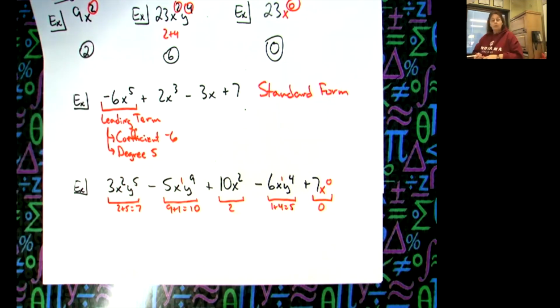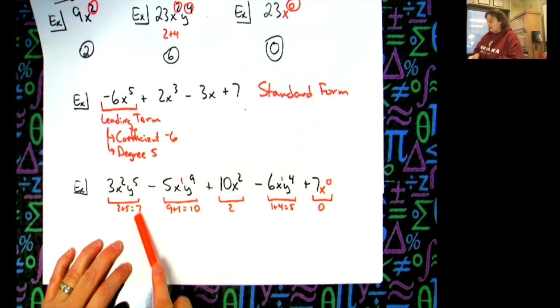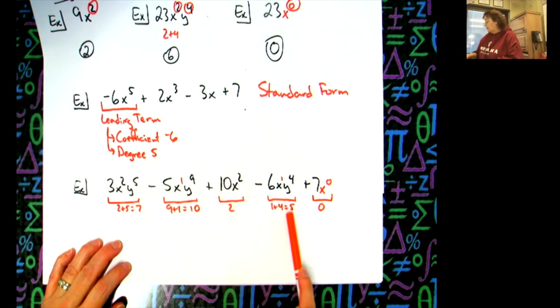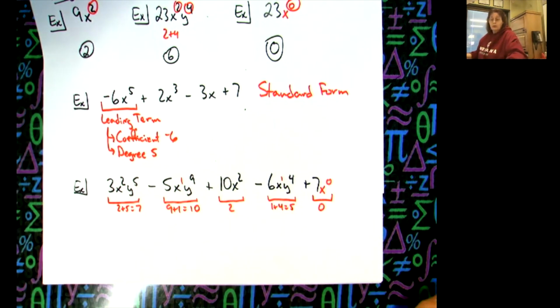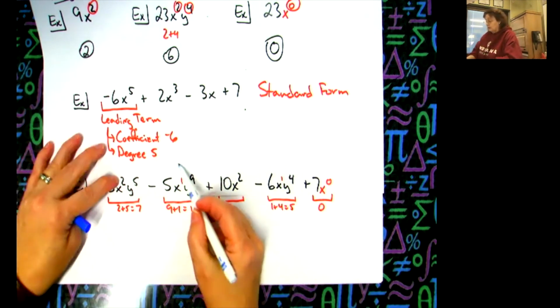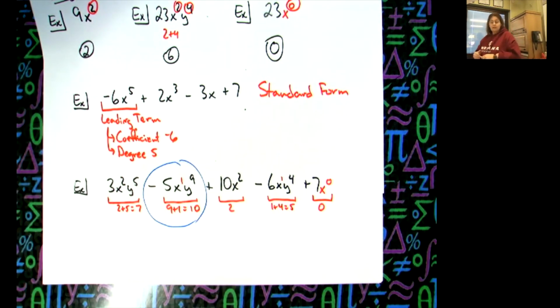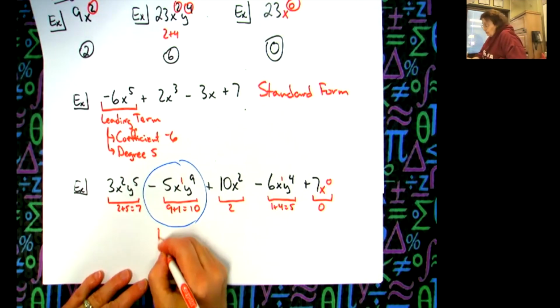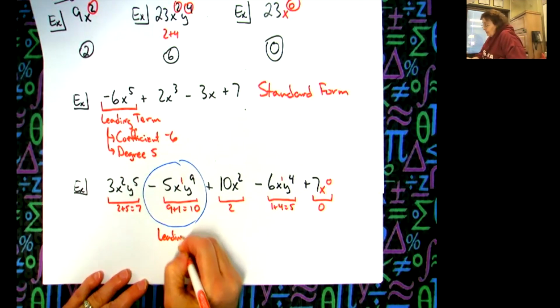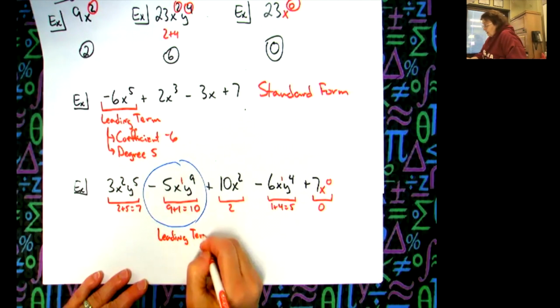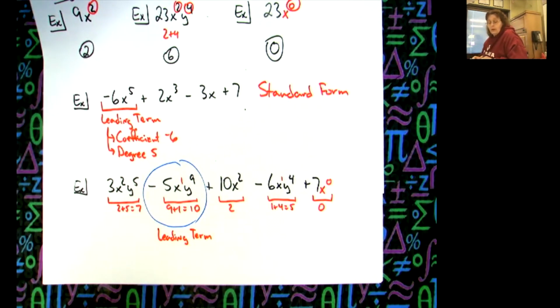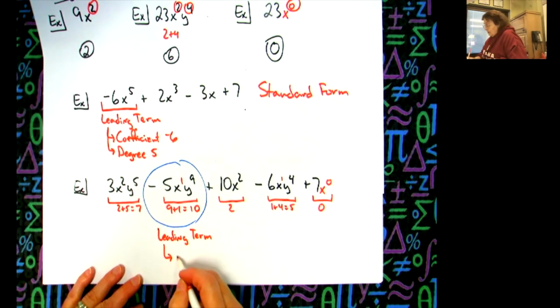All right, and if you remember when it was like this, then we took the degree of each individual term, and then we picked the one that was the biggest. So clearly this term is the biggest degree, so that's what's considered to be my leading term. So this one is my leading term, even though it's not in front. It is considered to be the leading term because the degree is the highest. Okay, the degree is 10.